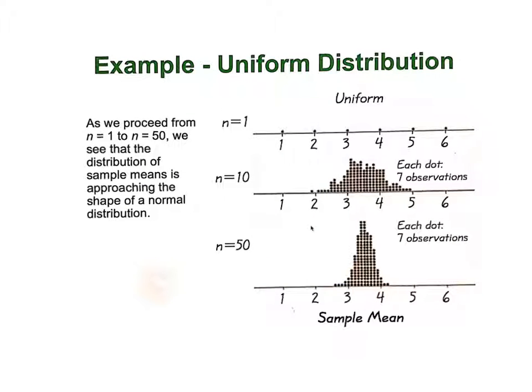Okay, what if it's uniform? Uniform means, like rolling a die, you have the same chance of getting each number, 1 through 6. So uniform, if you just take one sample, it looks like that. That's uniform, everything's the same. But if you get 10, all of a sudden it's starting to look more normal. If you go to 50, look what happens to the sample means. And remember, these are distributions of sample means. I keep saying that because I need to drill into your head that we're talking about sample means only.